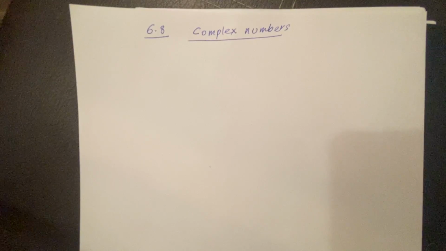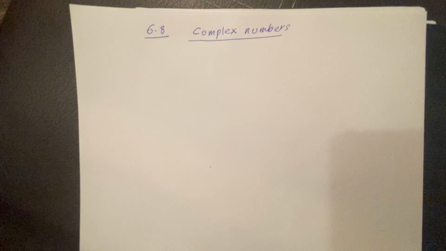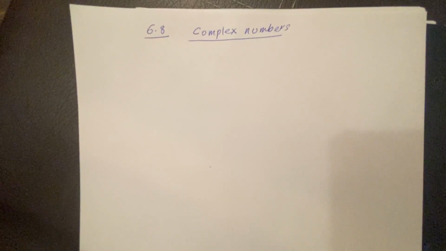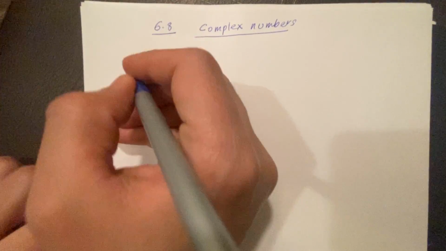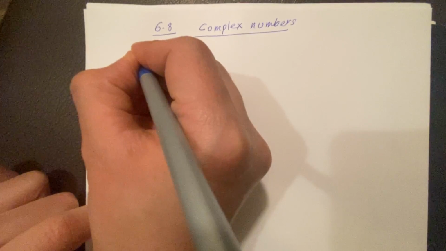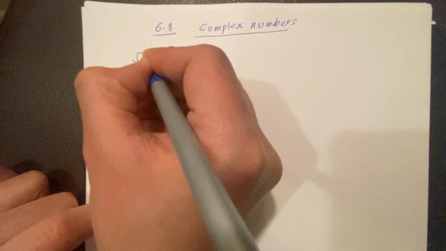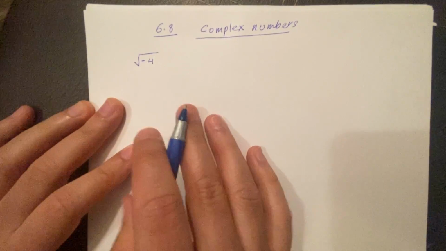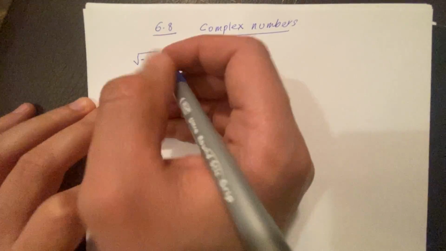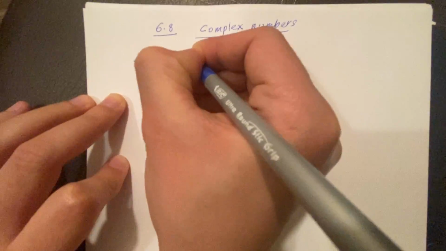Hello, this is section 6.8, which is about complex numbers. In complex numbers, we're going to talk about, let's say, the square root of negative 4. So far we have said that the square root of any negative number is undefined, right?